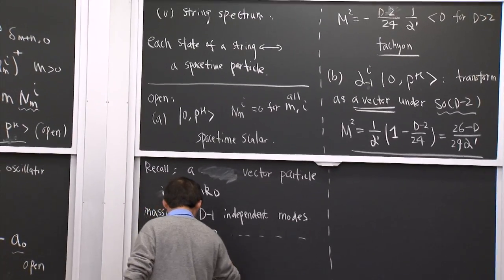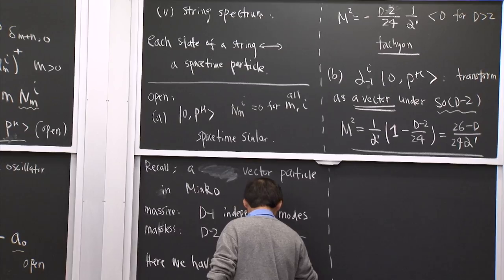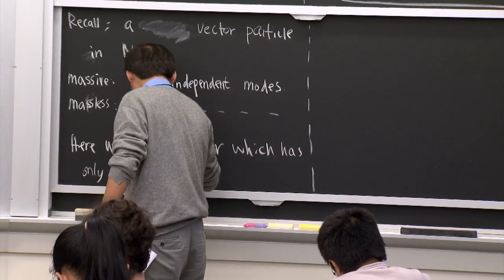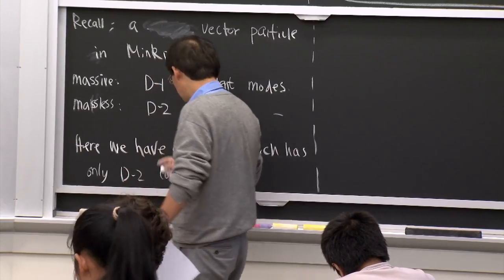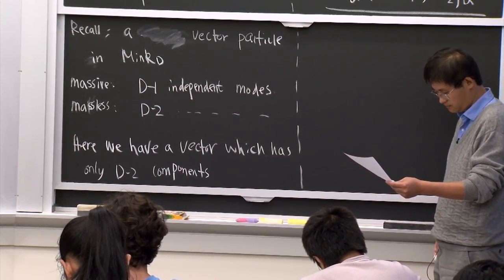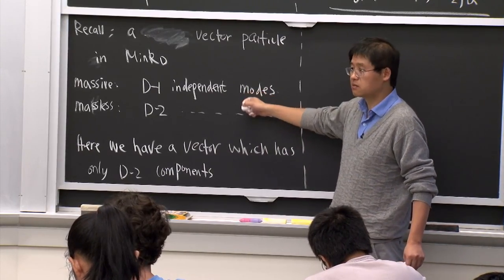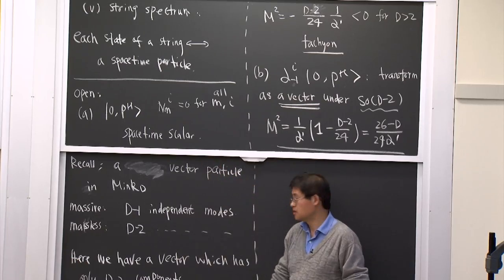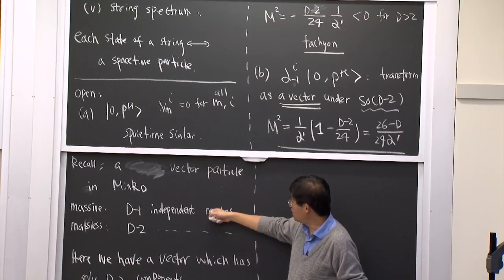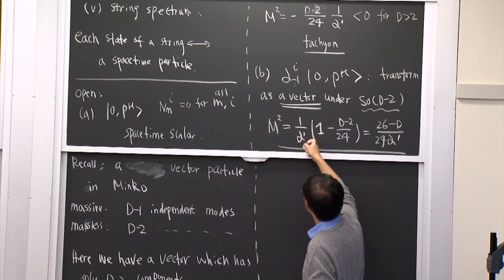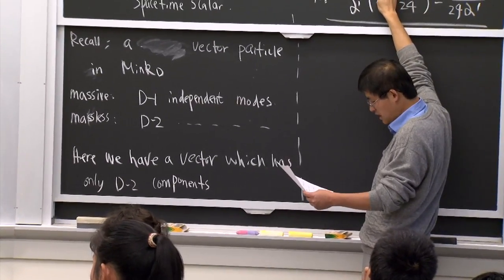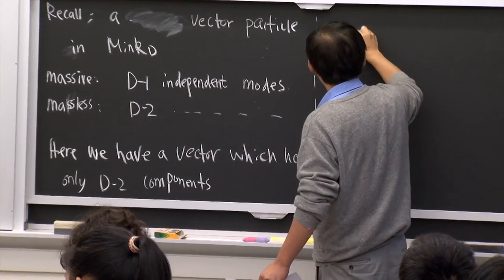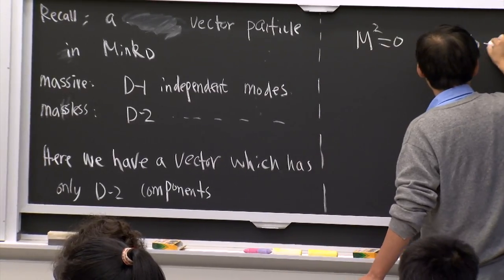Here we have a vector which has only D minus 2 independent components, okay? So if you compare with this list, because there's nothing else, these are the only independent modes here. In the light cone gauge, there's nothing else. So by comparing with our knowledge of the Lorentz symmetry, we conclude the only way this particle can be mathematically consistent is that it has to be a massless particle. So that means m squared has to be 0. Okay? So m squared being 0 means that D must be equal to 26.